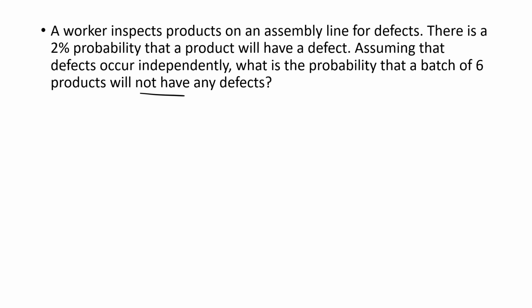Well, this is going back to our basic rules of probability. If there's a 2% probability that it will have a defect, that means there is a 98% probability that it will not have a defect.